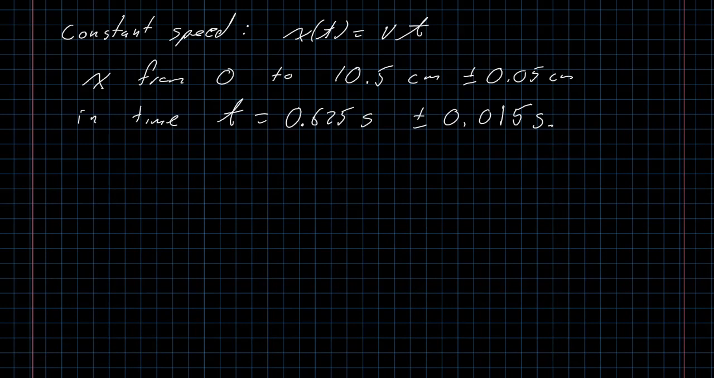But we have this object that is rolling at constant speed. It rolls from the position x equals 0 to the position x equals 10.5 centimeters using the same meter stick that is giving us a tolerance of 0.05 centimeters. The time is 0.625 seconds, and the tolerance on the time measurement is 0.015 seconds. We used a very precise timer in order to calculate that.